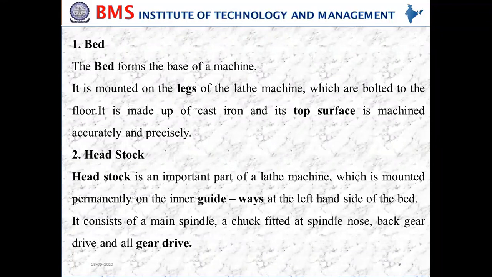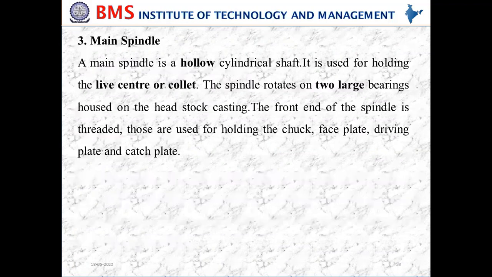And the headstock, we have told that it is an important part of a lathe machine, and it is mounted permanently on the inner guideway. On the left hand side of the bed, it consists of the main spindle, with the chuck fitted at a spindle nose. The back gear drive and all gear drives will be mounted in the headstock. The main spindle is a hollow cylindrical shaft used for holding the live center or collet.